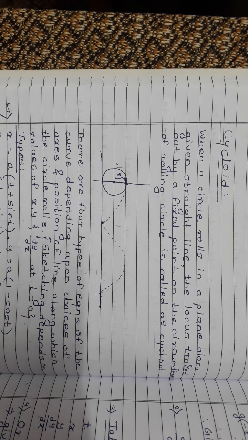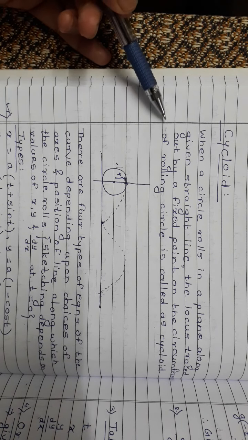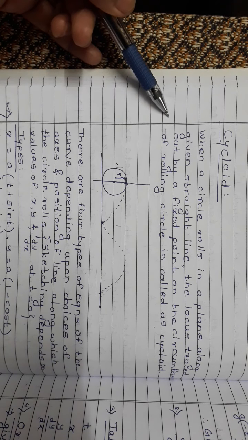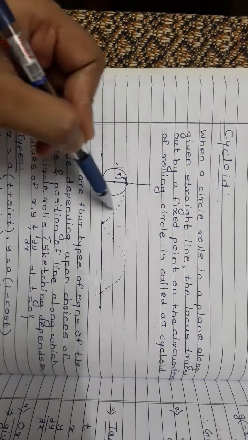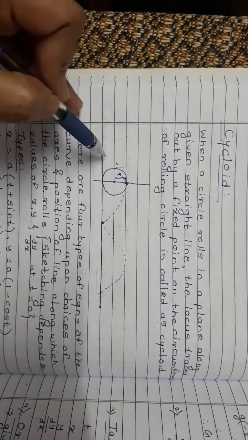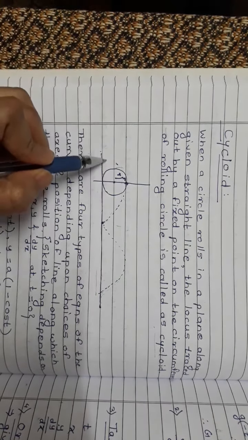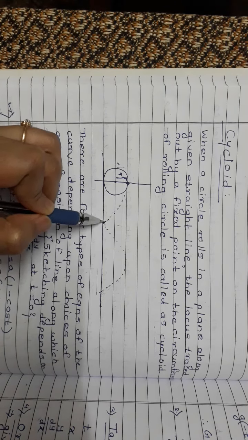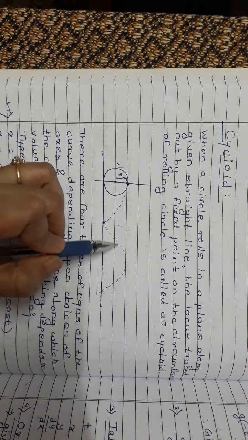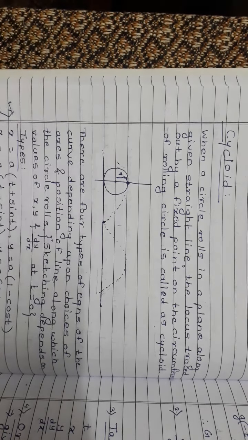What is a cycloid? When a circle rolls in a plane along a given straight line, the locus traced out by a fixed point on the circumference of the rolling circle is called a cycloid. Now, what am I talking about? See, this is a circle. I'm going to roll this circle along the straight line. Here I'm fixing this point. Once I start rolling the circle, this point will move like this. It will intersect this line, and again when you roll it, it will cover the distance like this. So this curve is basically called a cycloid.